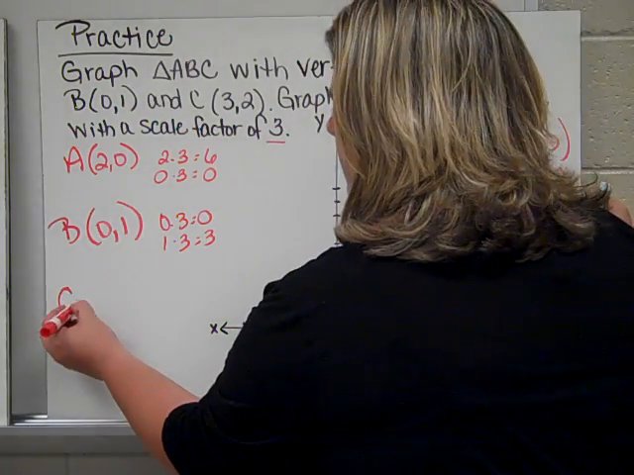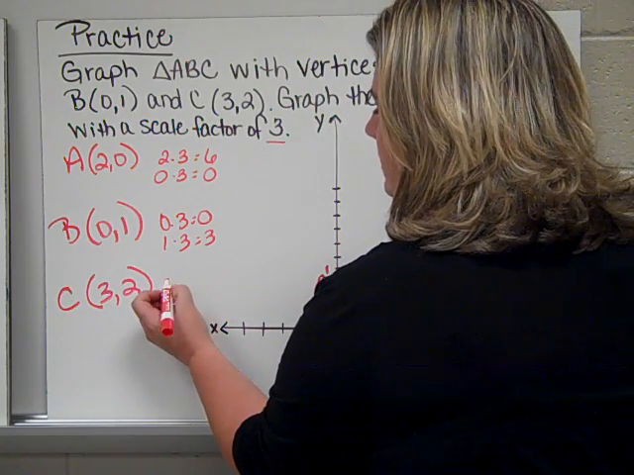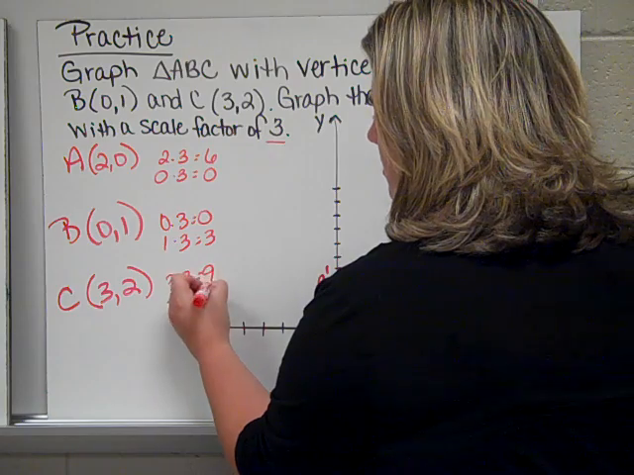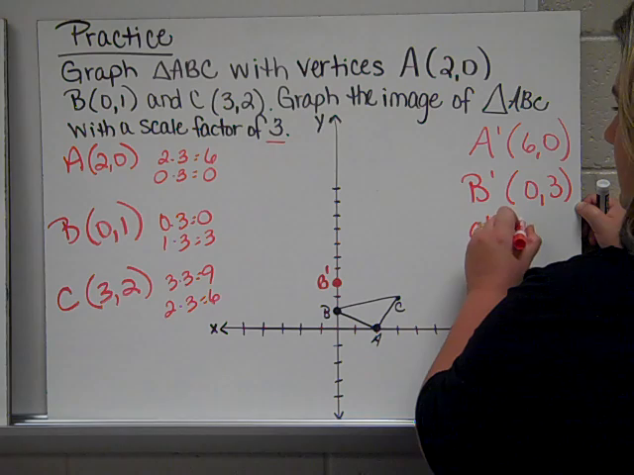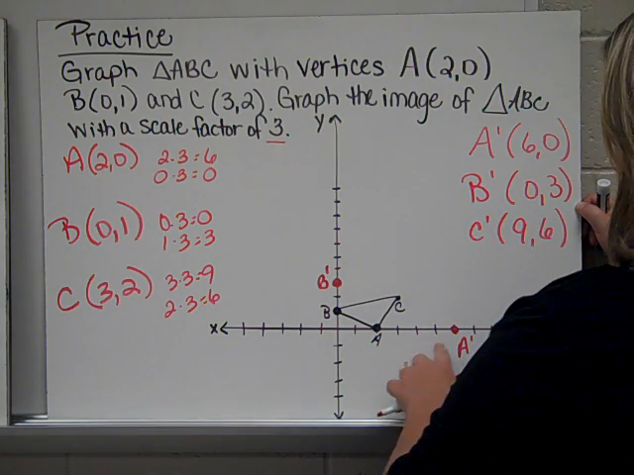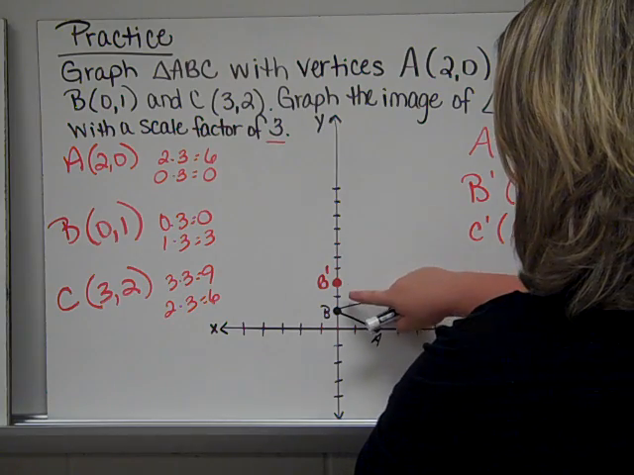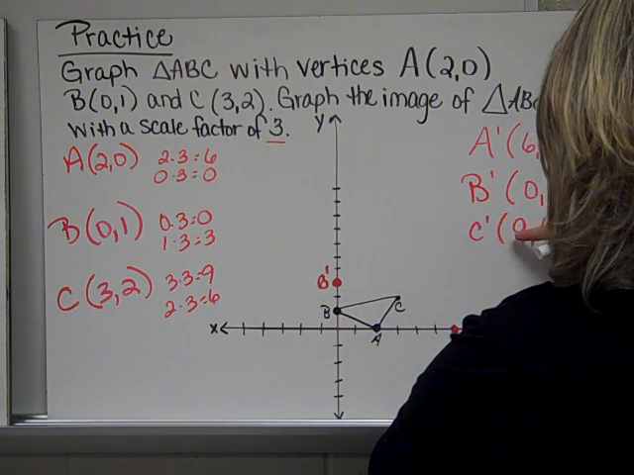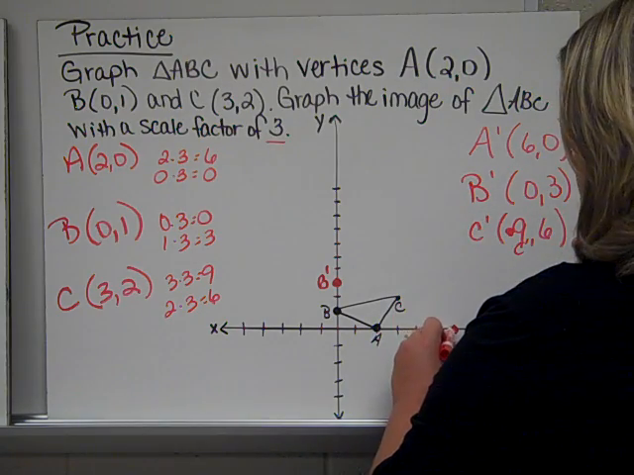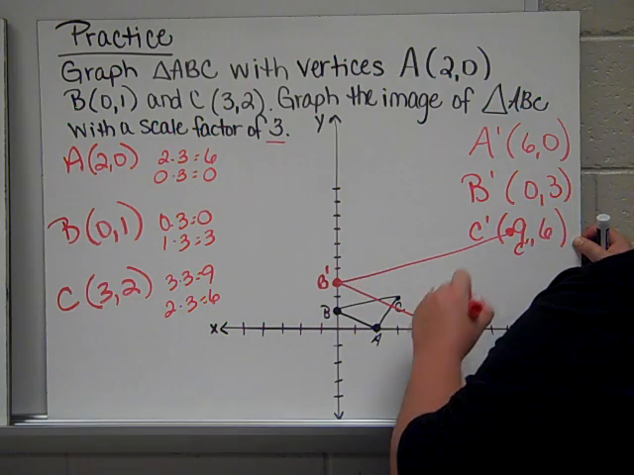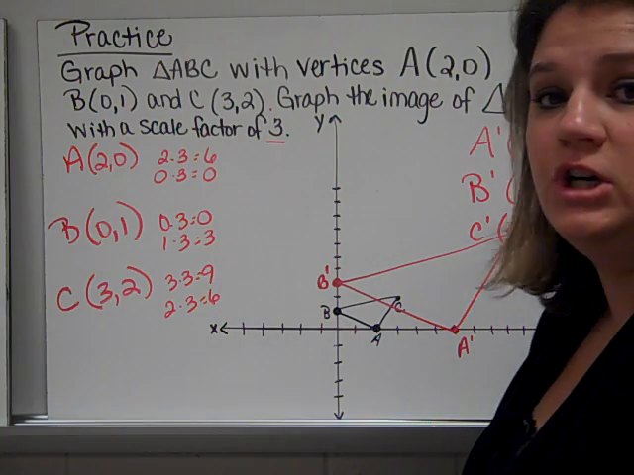All right, so for C prime, my original C is 3, 2. Now let's dilate that with a scale factor of 3. 3 times 3 is 9, and 2 times 3, I get 6. So C prime is 9, 6. We're sitting right here, C prime. And that is dilating with a scale factor of 3.